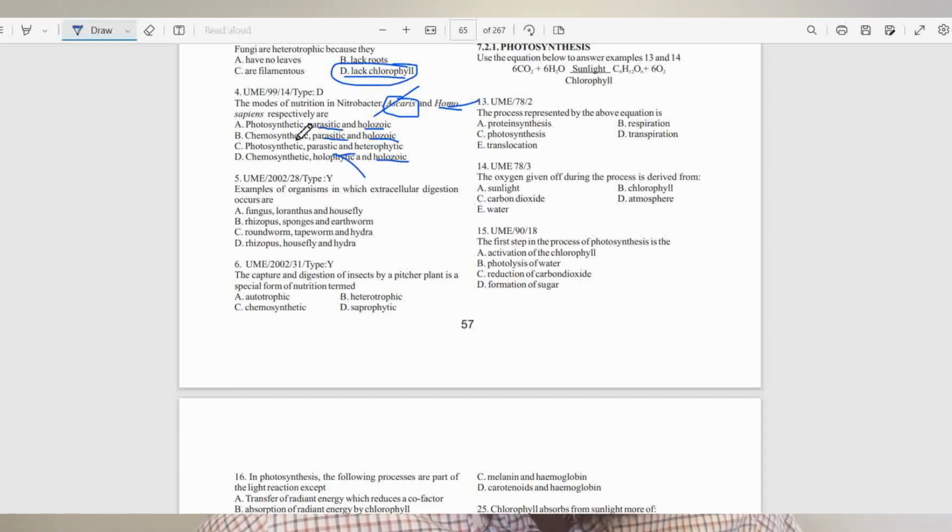And then finally, Nitrobacter. Nitrobacter is a chemosynthetic organism. And that means they don't use sunlight, but they use chemicals in the environment.